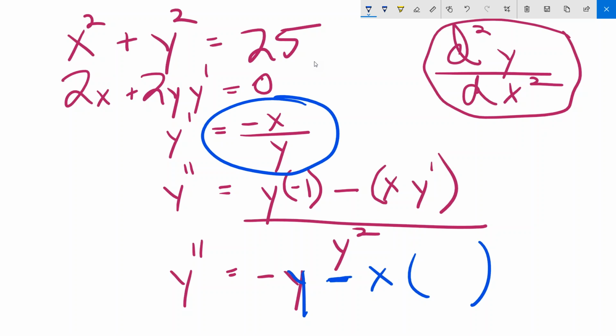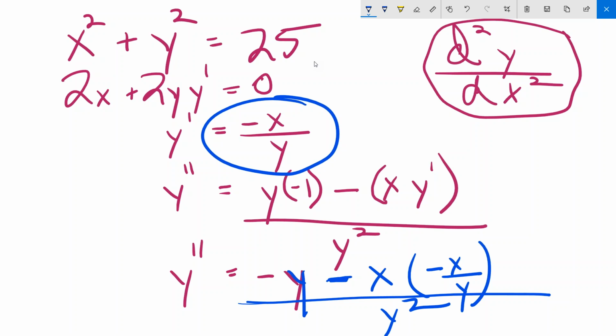In other words, step one was solving for the first derivative. That came out to be minus x over y. Negative x over y. That's actually what we want to write in there, as opposed to y prime. In other words, we've solved for y prime, so we can substitute whatever it is, all over y squared.